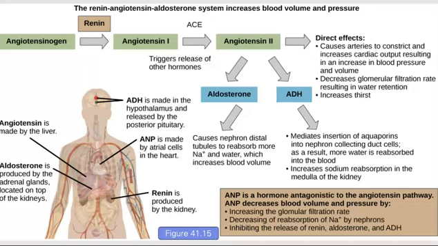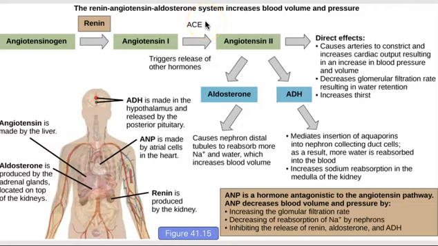Now, some of you may have heard of people with high blood pressure taking ACE inhibitors. That makes sense because if we are inhibiting ACE, that means we cannot convert angiotensin I into angiotensin II, which has this cascade effect of increasing blood pressure. So therefore, it helps to maintain or decrease their blood pressure if it was high before.